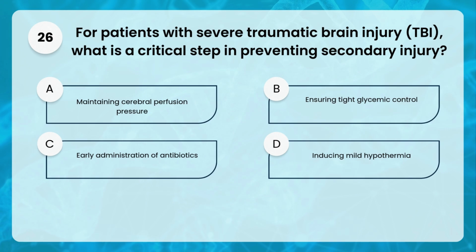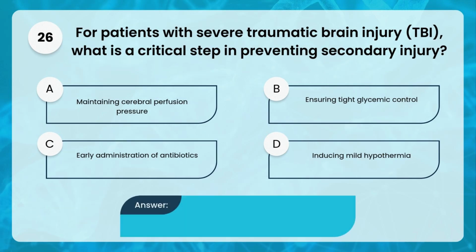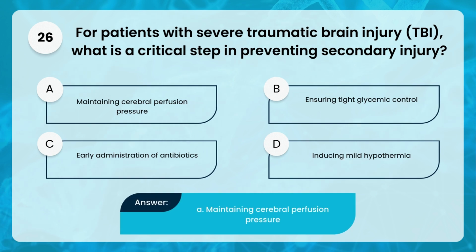Number 26. For patients with severe traumatic brain injury, TBI, what is a critical step in preventing secondary injury? A. Maintaining cerebral perfusion pressure. B. Ensuring tight glycemic control. C. Early administration of antibiotics. Or D. Inducing mild hypothermia. The answer is A. Maintaining cerebral perfusion pressure.